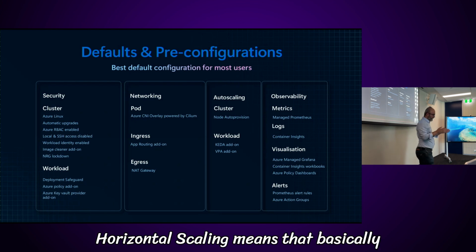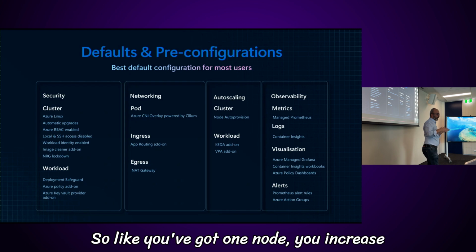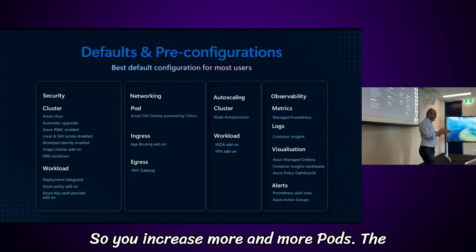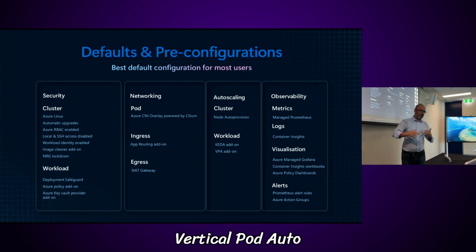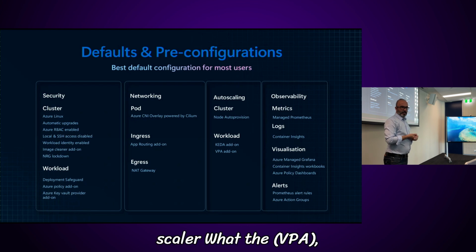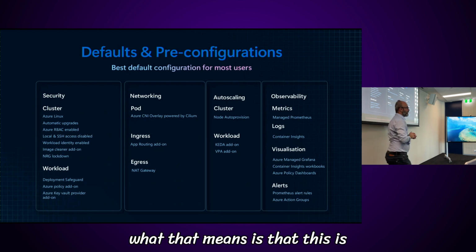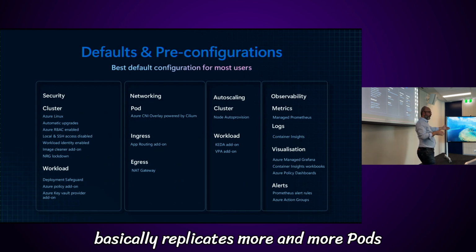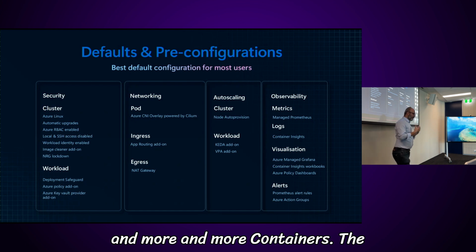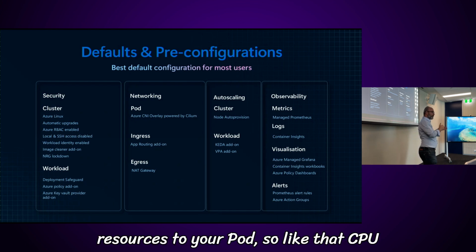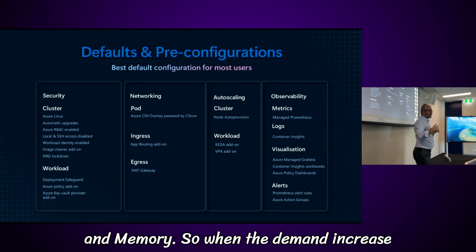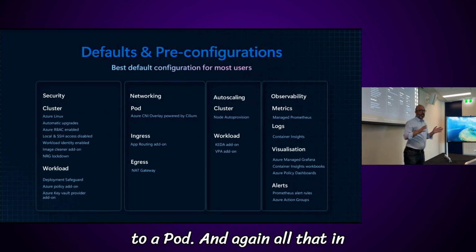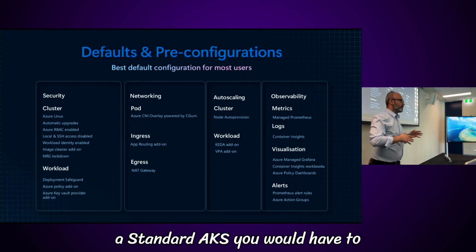What horizontal scaling means is basically replicating more and more pods. So you've got one pod, you increase the demand, and you increase more and more pods. The vertical pod autoscaler, the VPA, is different. The horizontal one just replicates more and more pods and more containers. The vertical one gives more resources to your pod, like CPU and memory. So when the demand increases, it would increase the resources available to a pod. And again, all that in a standard AKS, you would have to configure yourself.